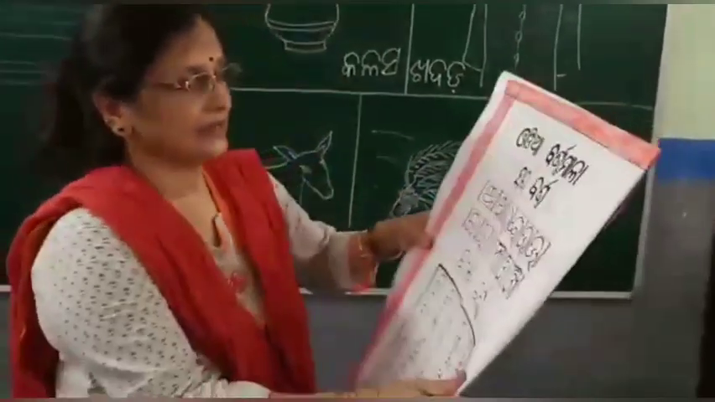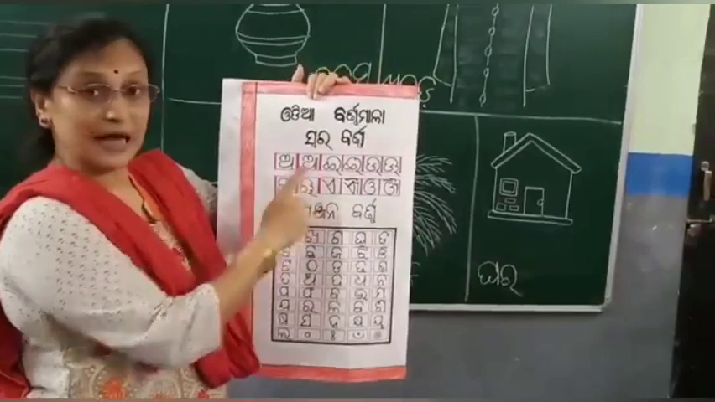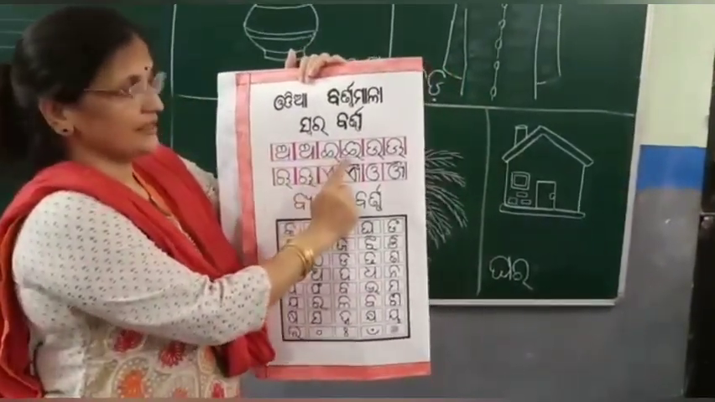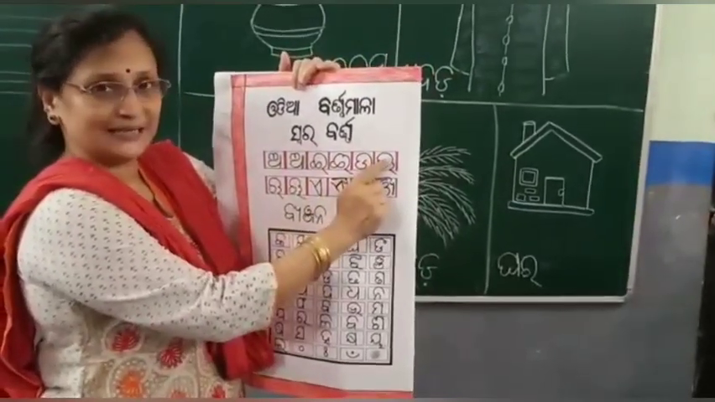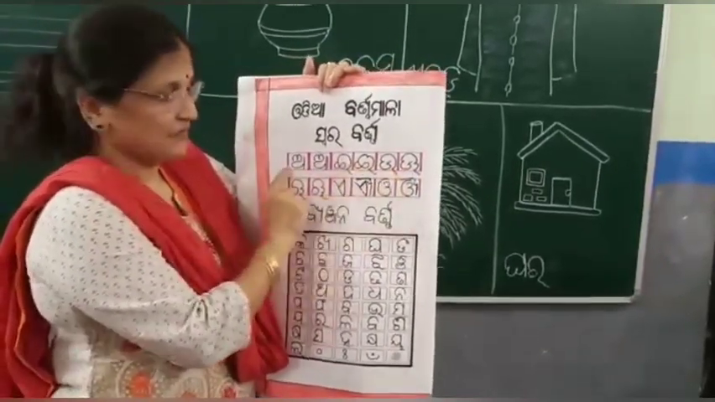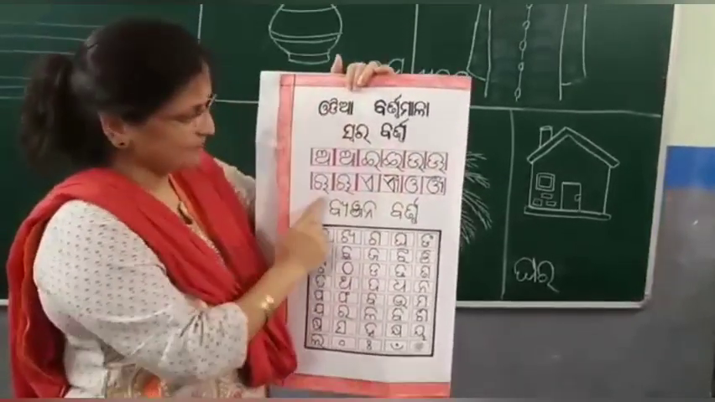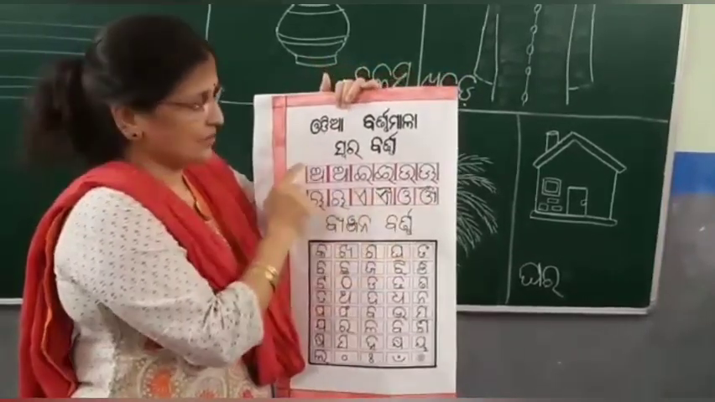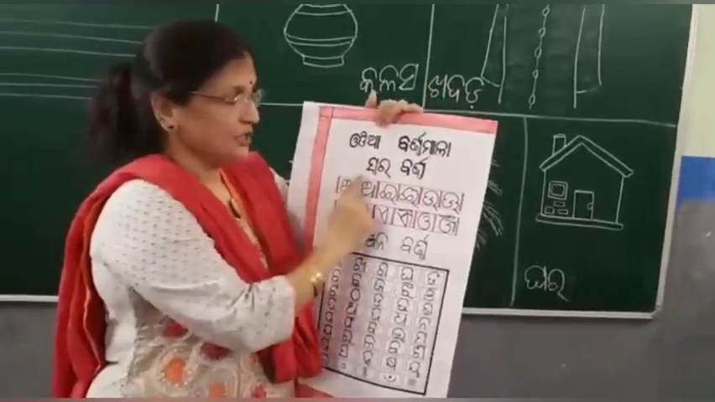Here are the Swara Varna letters. Now all of you repeat with me. O, A. Harsai, Dirghai. Harsau, Dirghau. In the first line, how many letters are there? 1, 2, 3, 4, 5, 6. Six letters must be written in the first line. Then come to the next line. Ru, Ru, E, Oi, O, O. Now here are the 12 letters in Swara Varna.